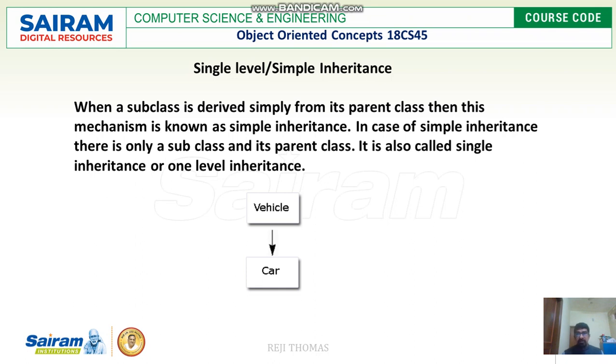As you can see in the diagram, take Vehicle as a class. Vehicle is the superclass, and Car is the subclass. So there is only one subclass and its parent. If a class inherits certain properties in this way, we call it simple inheritance, where a subclass is derived simply from its parent class.